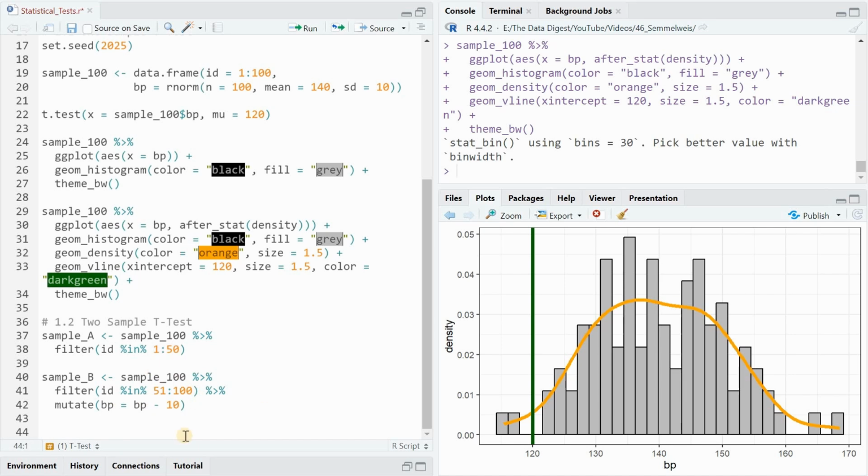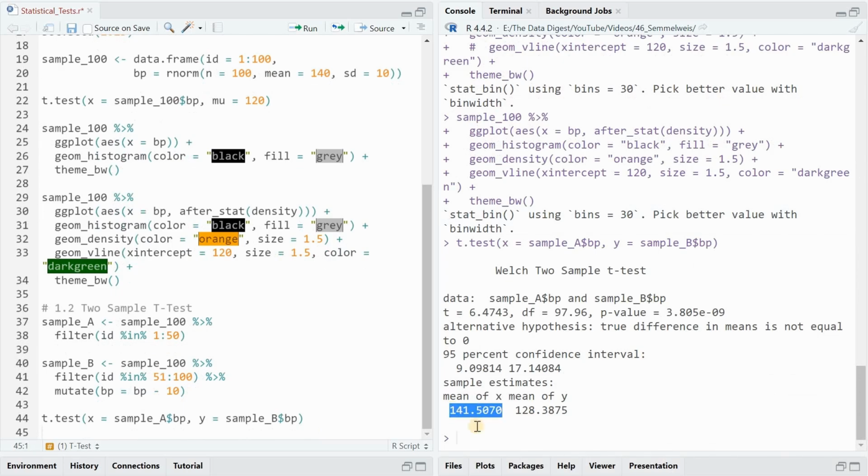So we can imagine they followed some treatment or took some drug to lower their blood pressure, and on average they lowered it by 10 points. Now you get the average estimate, so just the mean of sample A, it's 141.5, and sample B is roughly 10 points lower, 128.4. The p-value is again close to 0, so definitely below 0.05, which means that the t-test tells us that these two samples are statistically significantly different from one another, and the estimated difference is between 9 and 17. That's the confidence interval.